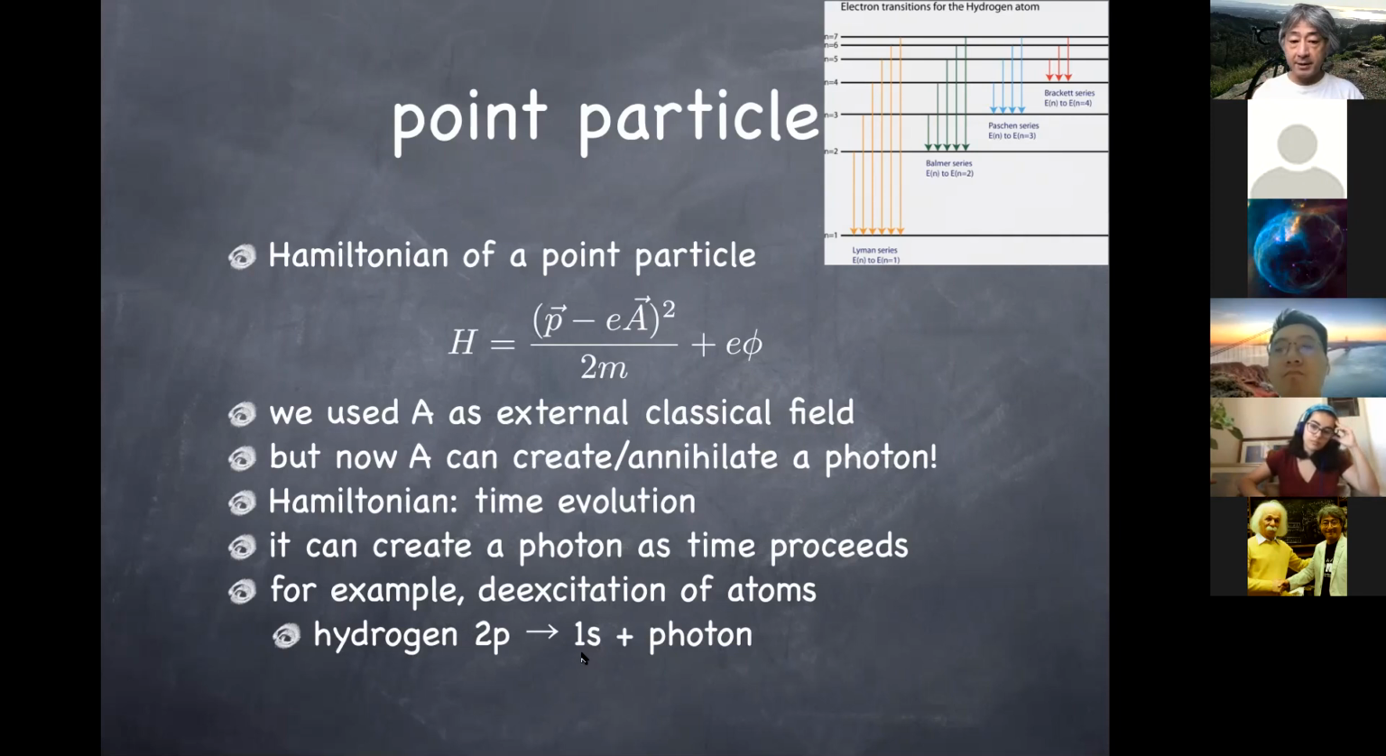So any questions at this stage? I just had a question. Maybe it wasn't covered in my quantum mechanics class, but why do we replace the momentum with the momentum minus the electric charge times the vector field?